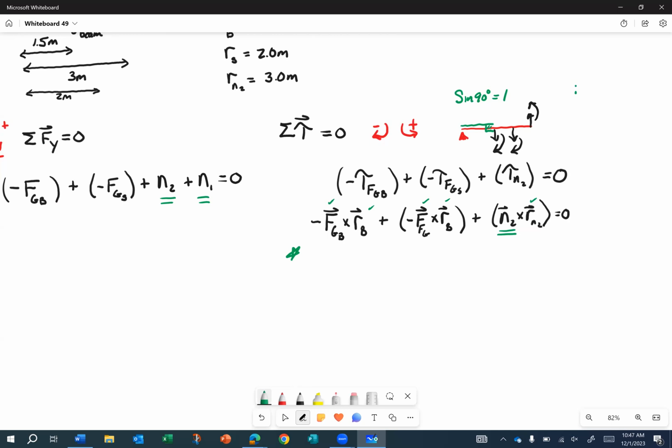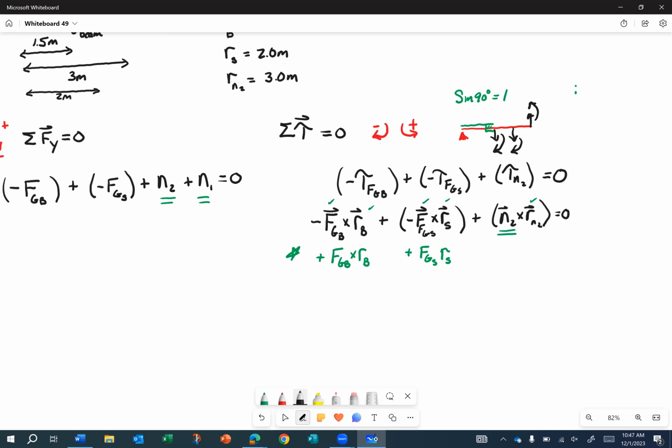So rearranging this equation to get N2 by itself, I'm going to add these to both sides. So I'm going to add my force of gravity of the beam times my lever arm of the beam. I'm going to add my force of gravity of the student times my lever arm of the student. So I apologize. I see that those are not written correctly. That shouldn't say beam. That should say student. Right?